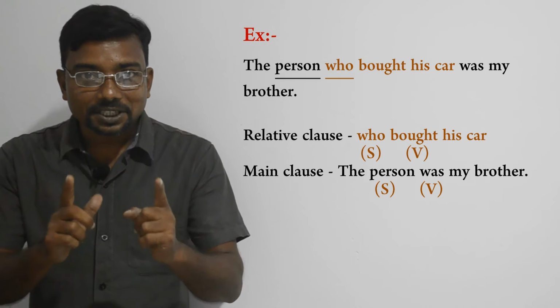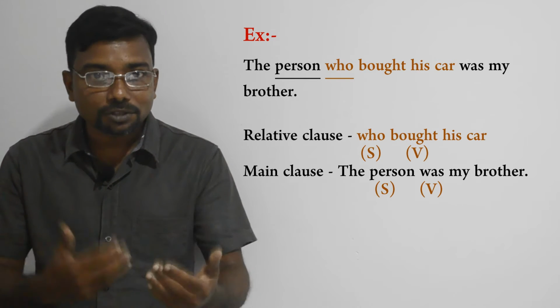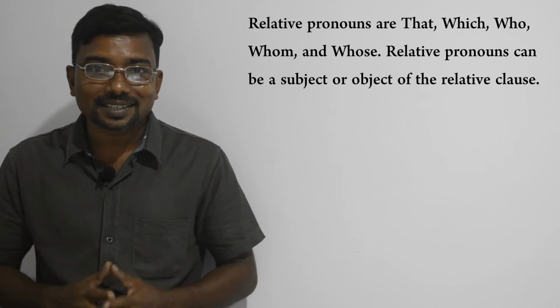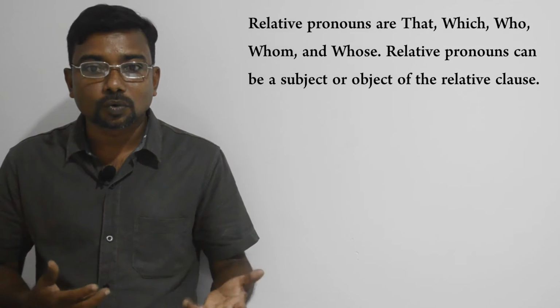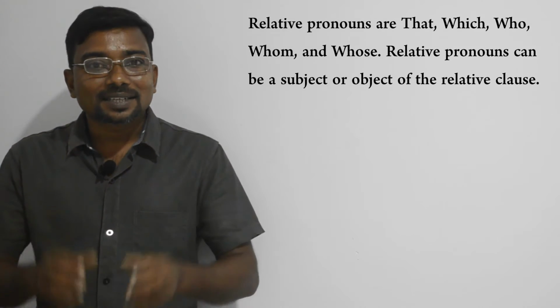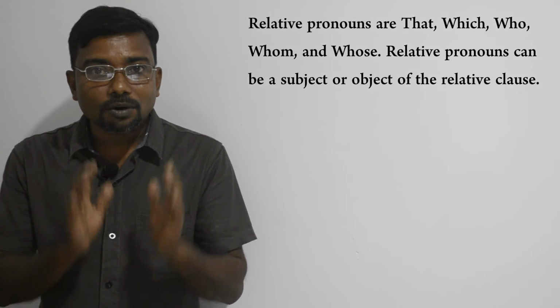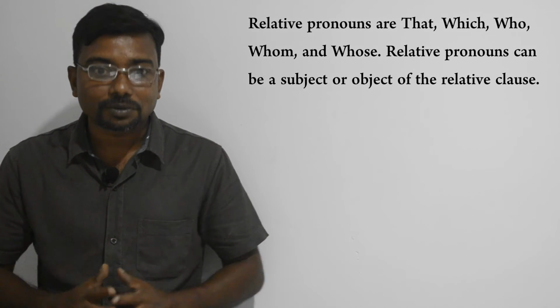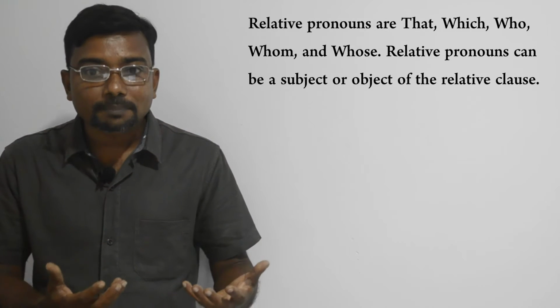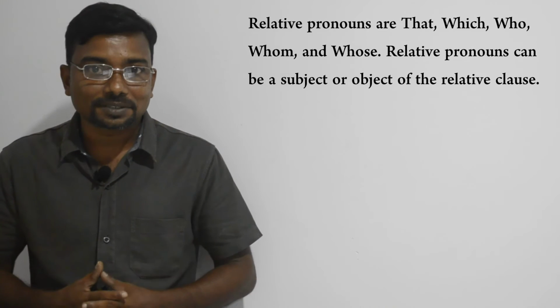Okay everyone, when you look at this example, it's clear that relative pronouns always stand at the beginning of the relative clause to introduce that relative clause, and they refer to a noun or noun phrase which stands in the main clause. As relative pronouns we use words like that, which, who, whom and whose. Remember, relative pronouns always stand at the beginning of the relative clause. They can be the subject, object or possessive pronoun of the relative clause.